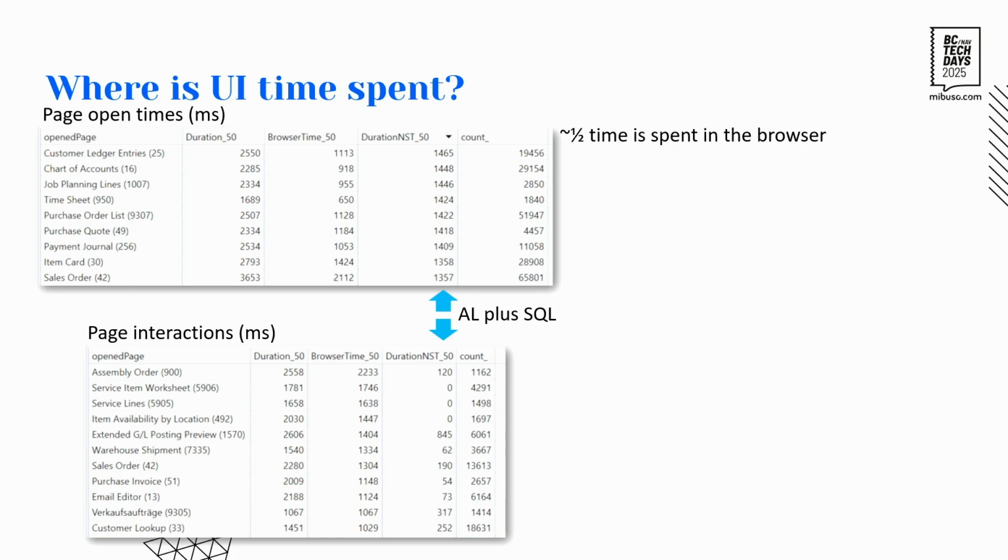The lower part there is, we can also see page interactions. You know, user clicks something and moves a field or validates. And the interesting thing there is that when they navigate, most of the time is actually spent in the browser. You can see, if you look at the duration of the NST and down, meaning you can see that it's not much, and this is what usually I and you can do something about in AL code.